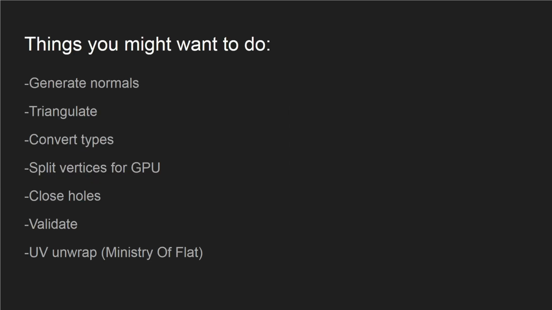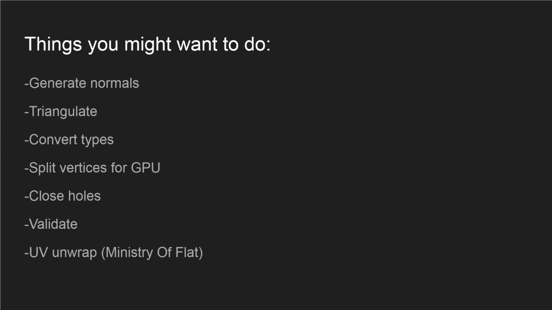There's a bunch of little utilities that I've written, like generating normals, triangulate, converting types. So for instance, you have float and you have double. Sometimes you only want one of those. So you can say, turn all the doubles into floats. You can split vertices for GPU work, which turns out to be important. You can close holes, which matters if you're doing volumetrics and things like that.